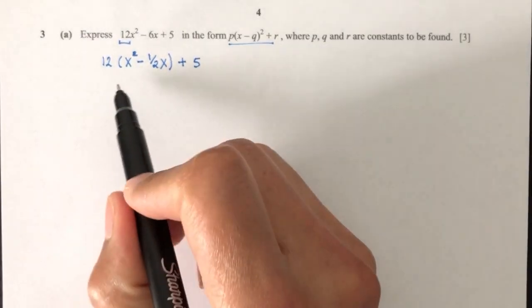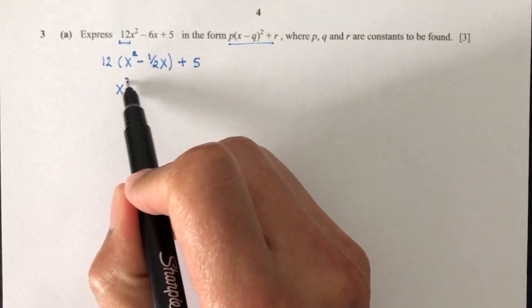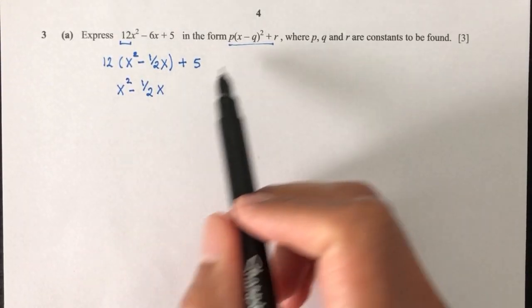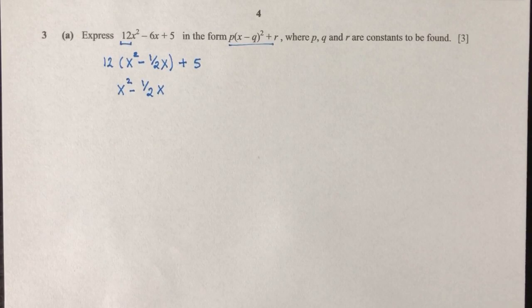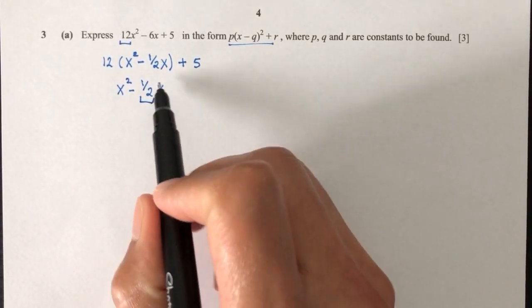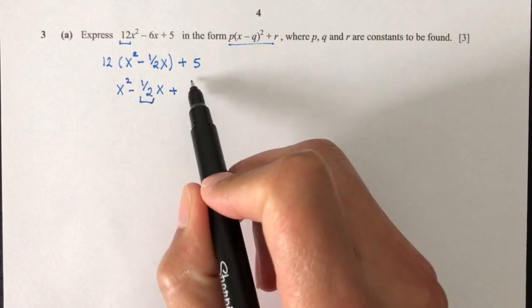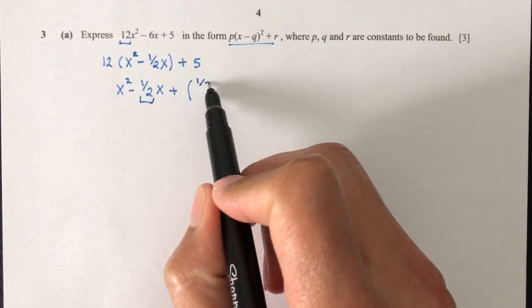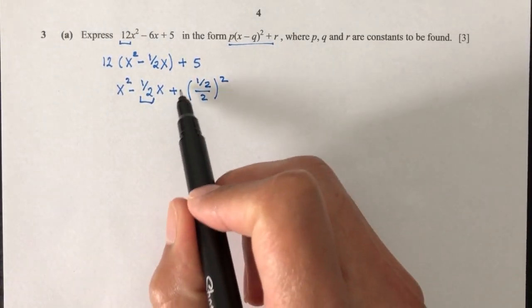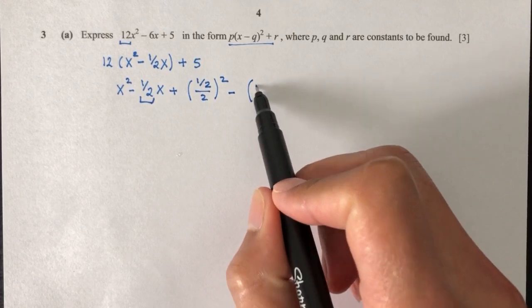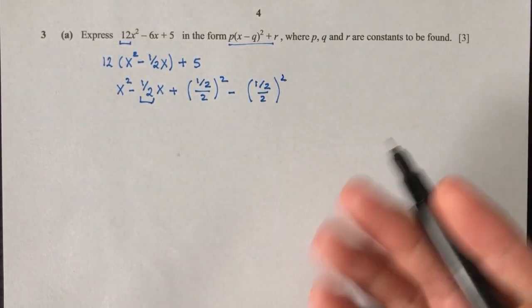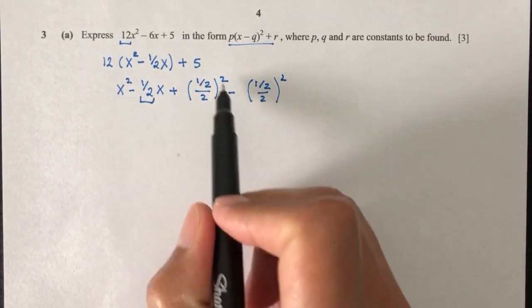Let's look at the inside first. We have to convert this to a square form. How do we do this? We need to look at this number, and add this number here, which is half, divided by 2, squared. Now if you add something, you have to minus the same number, so it is the same number. If that makes sense, now let's simplify this.